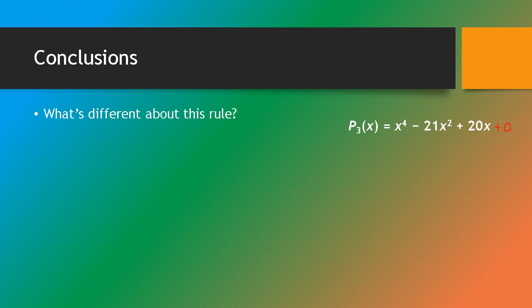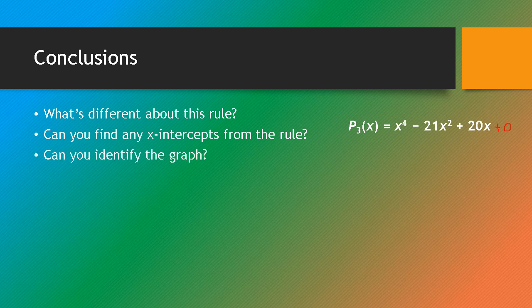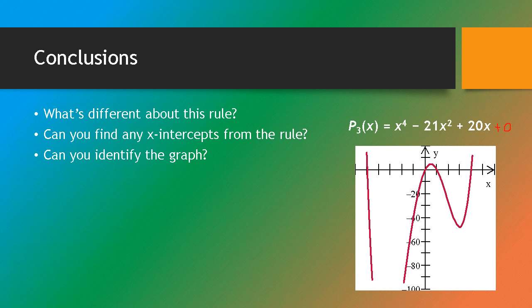But I'll admit that this polynomial is a difficult one to identify. Can you find the x-intercepts? Just 0, 0. Can you identify the graph? Well, kind of. This is actually the graph for this polynomial, and notice that it does go through 0, 0. But also notice that because it's a quartic, so has degree 4, then we are looking for up to 4 x-intercepts, and this one has 4.